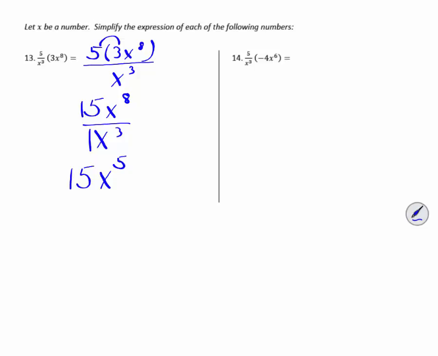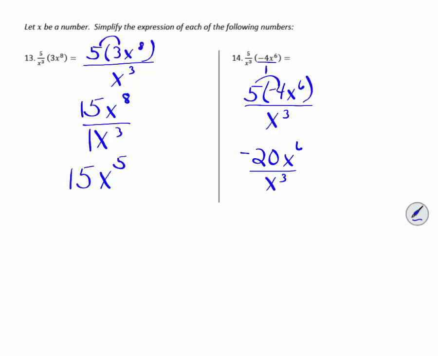All right, I'm going to do the same thing here. I'm going to put this over 1. I'm going to multiply and combine this all together into one problem. So 5, negative 4x to the 6th over x to the 3rd. I can multiply those. 5 times negative 4 is negative 20. And I'm just copying everything else over. Now I can take care of my variables. So negative 20, keep your base. 6 minus 3 is 3.